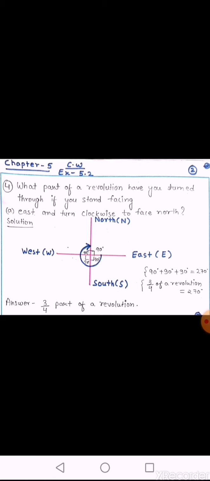So how many parts of a revolution do we have to move when we start from east and go to north? 3/4 part of a revolution. Clear? In this question you have to find the parts of a revolution. That is why the answer is 3/4 parts of a revolution. Now next.